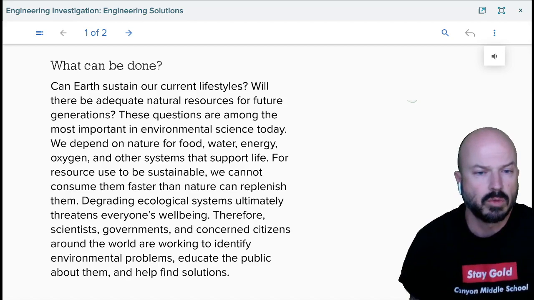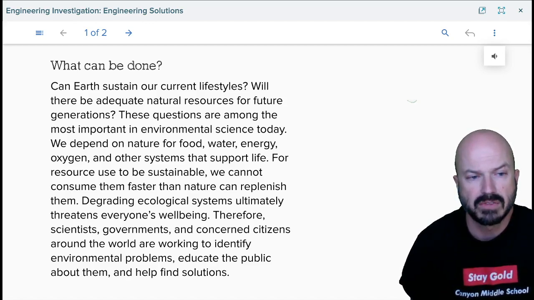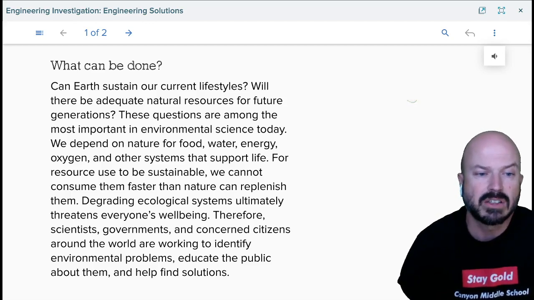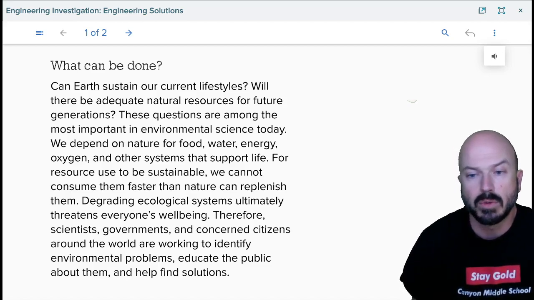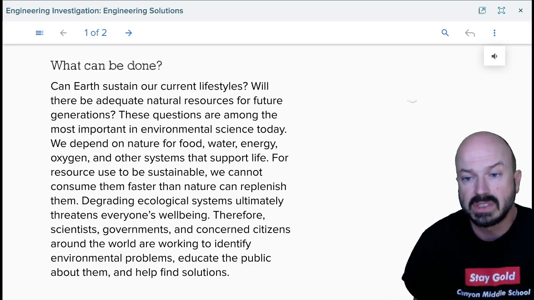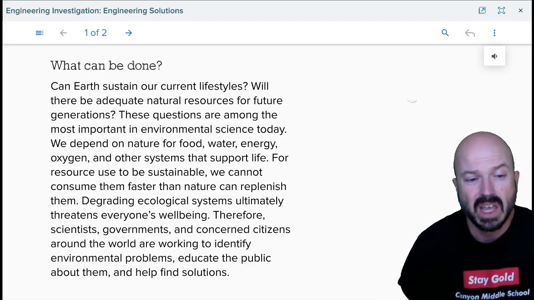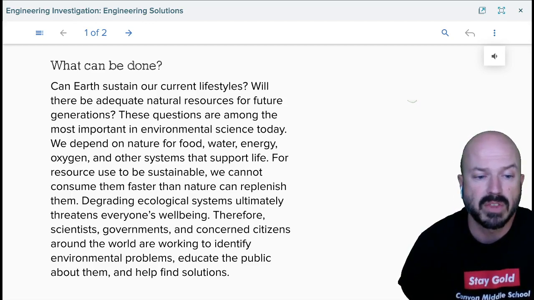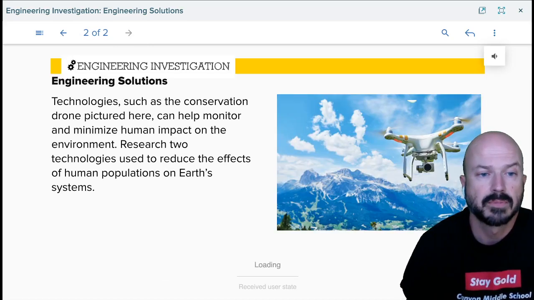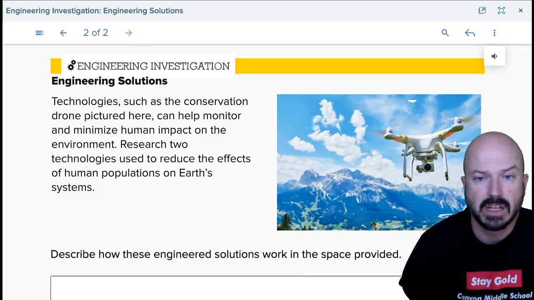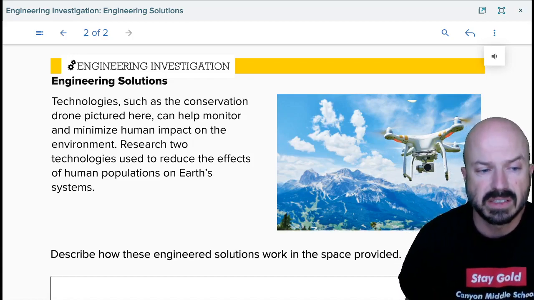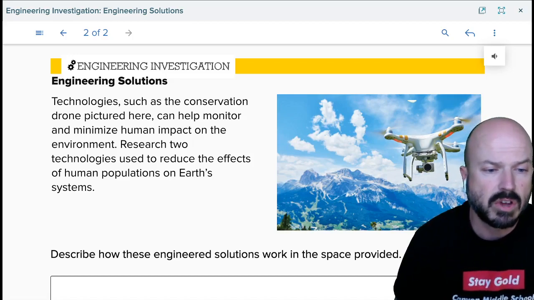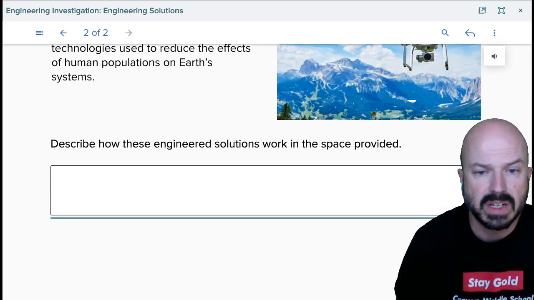We depend on nature for food, water, energy, oxygen, and other systems that support life. For resource use to be sustainable, we cannot consume them faster than nature can replenish them. Degrading ecological systems ultimately threatens everyone's well-being. Therefore, scientists, governments, and concerned citizens around the world are working to identify environmental problems, educate the public about them, and help find solutions. Technologies such as the drone here, which can be used to monitor conservation, can help monitor and minimize human impact on the environment. Can you research two technologies used to reduce the effects of human populations on Earth systems? Describe how those engineered systems work in the space provided.